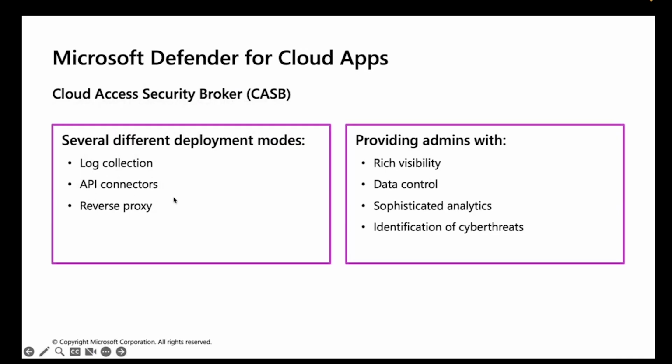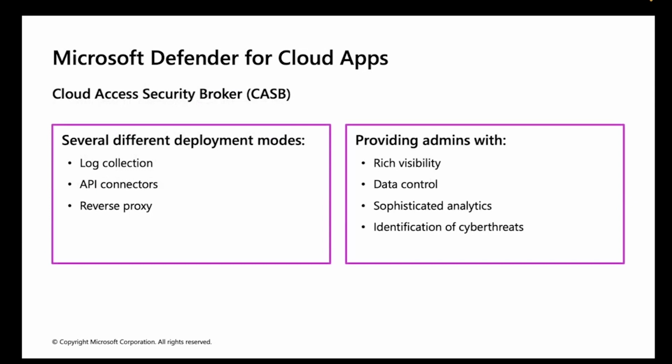Also, you can connect applications which are already there in Defender for Cloud Apps using their API connectors. So you can perform real-time monitoring for these connected applications. And this CASB, or this Microsoft Defender for Cloud Apps, can also work as a reverse proxy for conditional access app control. These are different capabilities. And based on this, you decide how you want to use Defender for Cloud Apps or how you want to deploy this.